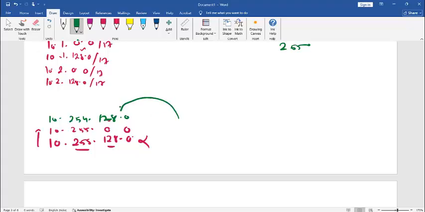To understand this, what I want you to do is just test it. If you add 128 to this, what will you get? 256. That's why we put 0 here and we added 1 here. 254 became 255. You understood? Yes, sir. Now 10.254.0.0, 10.253.128.0. Do you understand now? Yes, sir. Okay, this is the last for copy.